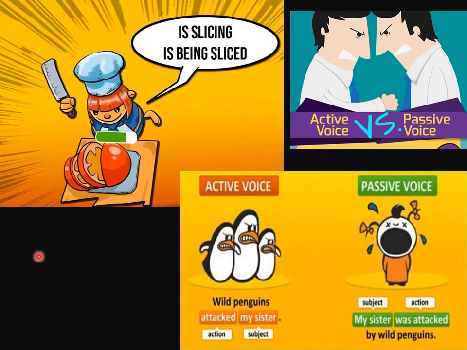Let's take a look at the first image. The cook is slicing. And here, the ham is being sliced by the cook.